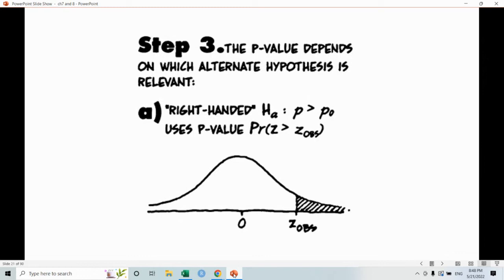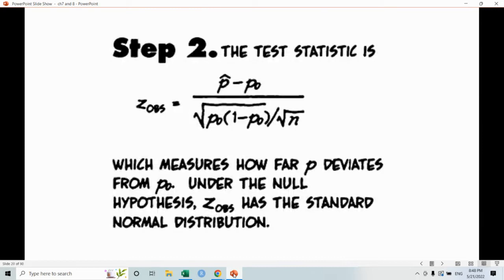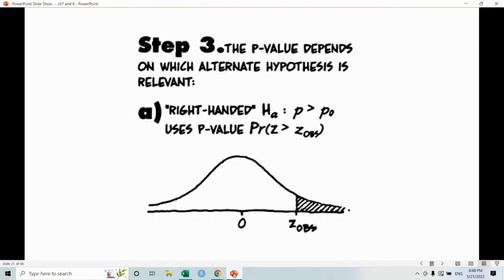Step 3, the p-value depends on which alternate hypothesis is relevant. A right-handed one-tailed test, so HA, the alternative hypothesis, P greater than P0, uses a p-value of the probability of z being greater than our z observed. So this comes back to that 1.96 for an alpha of 0.05. Is our z value that we calculated here going to give us a p-value less than 0.05, and that would be in this right tail here.